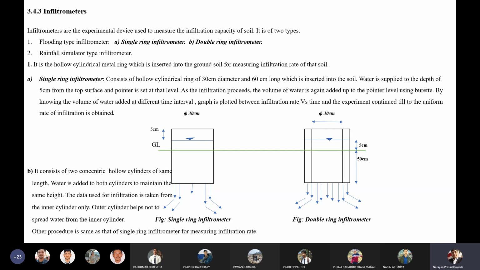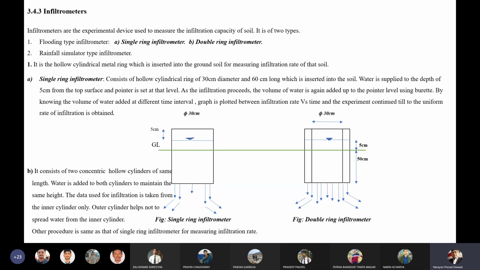The flooding type infiltrometer consists of a hollow cylindrical metal tube that may be a single ring or a double ring, and that ring is inserted into the ground. The depth of this cylinder is 60 centimeter, whereas 50 centimeter is inserted into the ground, and the remaining 10 centimeter is left above the ground level.